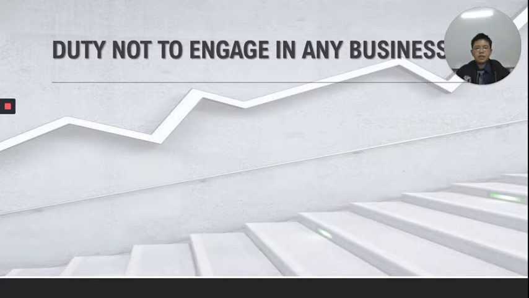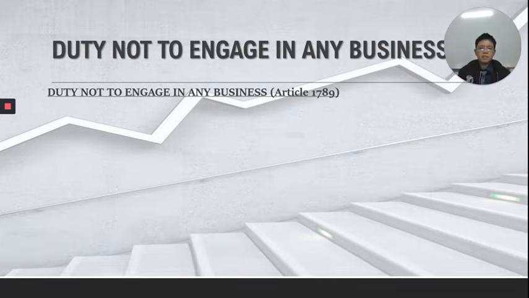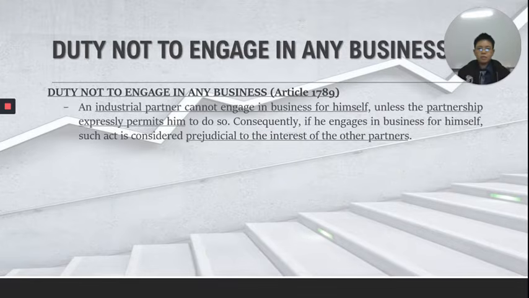The next obligation, in addition to the 5 already mentioned, is the duty not to engage in any business. Applies only to your industrial partner. This should be taken in relation to Article 1808, which we will discuss later on. Anong sabi? Industrial partner cannot engage in business for himself unless there is an express, remember the term, express permission from the partnership to do so.